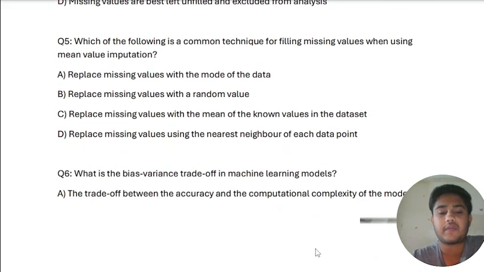Next question is, which of the following is a common technique for filling missing values when using mean value imputation? The answer is replace missing values with the mean of the known values in the dataset.